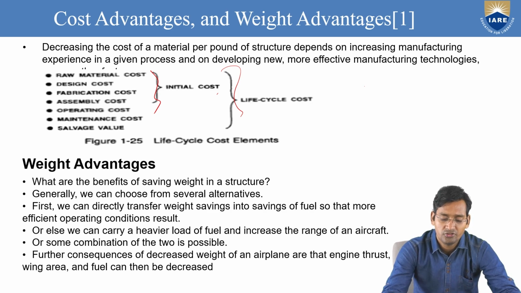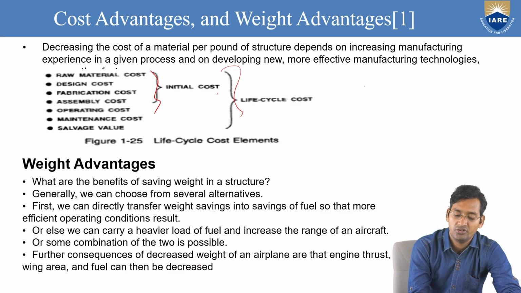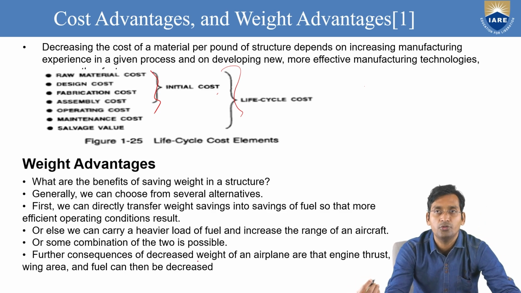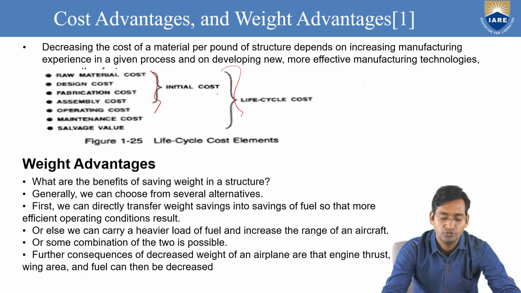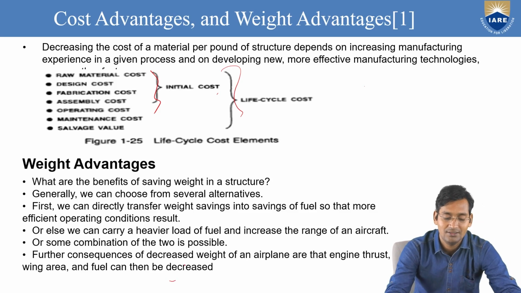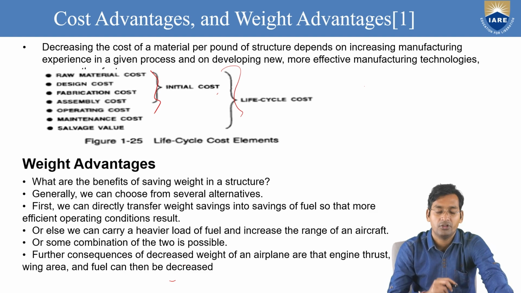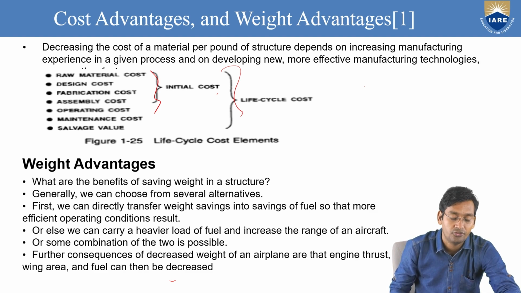Further consequences of decreased weight of an airplane are that engine thrust, wing area, and fuel can then be decreased. So what will the consequences be? If the weight is decreased, the engine thrust can be reduced, the wing area can be reduced, and the fuel as well. So these are the consequences of decreasing the weight of the aircraft.